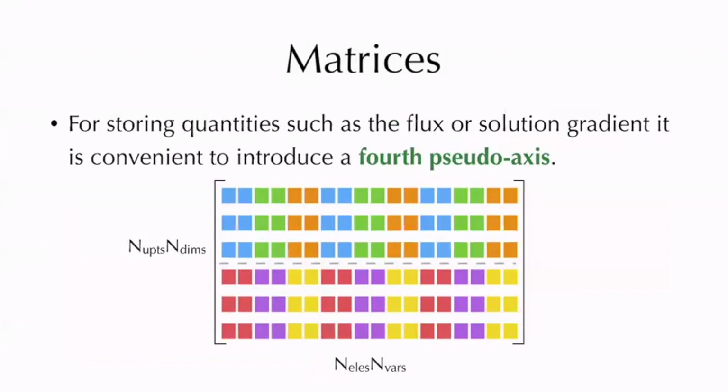Now, sometimes we have to store slightly more elaborate quantities, such as the flux or solution gradient. And what we do here is introduce a 4th pseudo-axis into our matrix. So effectively, we tack on a bunch of extra rows. And so the number of rows is NUPTS, or UPTS. In this case, it's the number of solution points multiplied by the number of dimensions we have. In this particular case here, I've shown NDIMS equal to 2. So you can effectively think of this as being 2 matrices stacked end on end, which we'd use for storing, say, a 2D flux or 2D gradients.